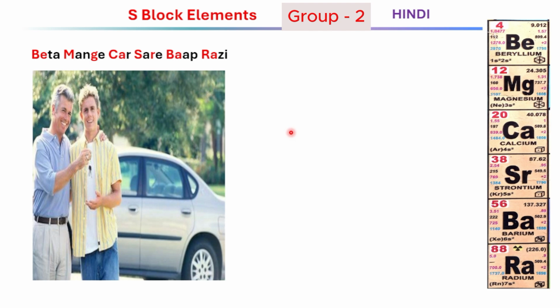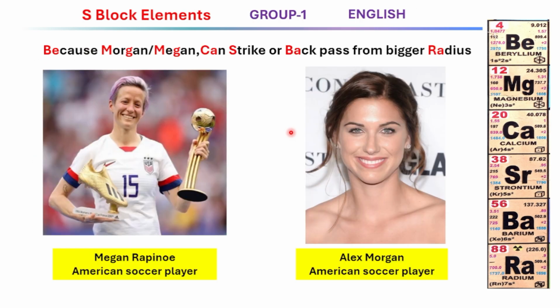Now let's see it in English. So in English, you can see this will be group 2. Apologies for this mistake. It will be group 2. So now group 2 elements: beryllium, magnesium, calcium, strontium, barium and radium.